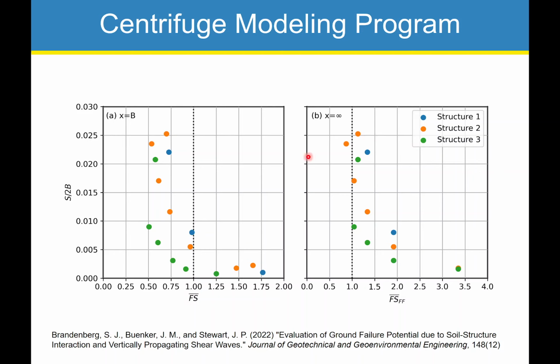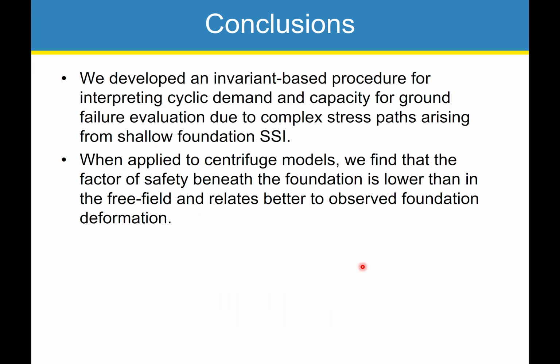Like 2%, 2.5% of the footing width kind of settlements. These are big settlements that could be interpreted as bearing capacity failures, even though the free field factor of safety is higher than 1. That's consistent with what happened in Adapazari. That building tipped over and had a bearing capacity failure. There was no free field ground failure in that case.